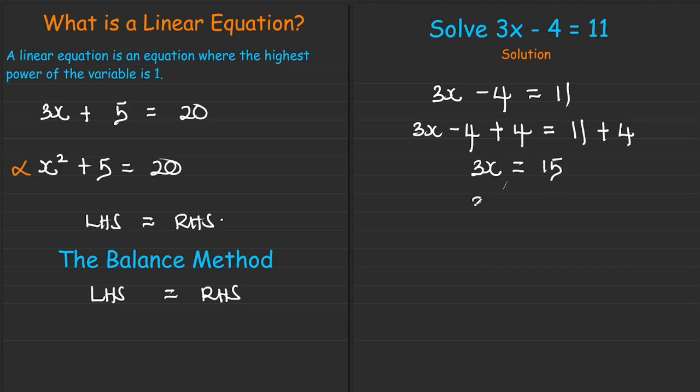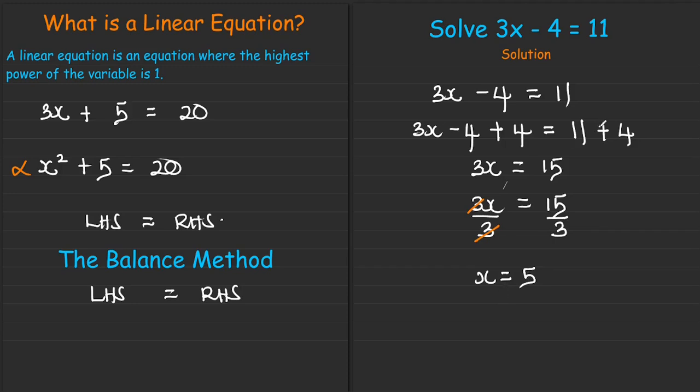Now we want our x. So the next obstacle here is the 3. The inverse operation of multiplication, which is what is between the 3 and x, is division. So we divide both sides by 3, and with that, this 3 divides this 3, and what do we have left? We have our x left. So we have x being equal to 15 divided by 3, which gives us 5.